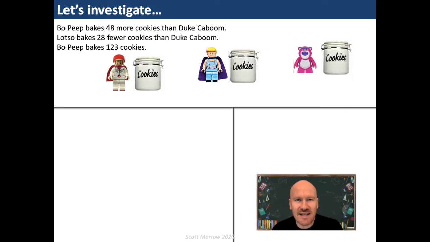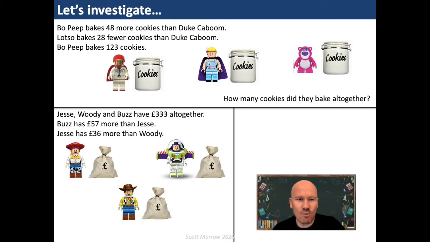It's time to get investigating with a partner. I've got 2 problems I'd like you to have a go at together. Bo Peep bakes 48 more cookies than Duke Kaboom. Lotso bakes 28 fewer cookies than Duke Kaboom. Bo Peep bakes 123 cookies. How many cookies did they bake altogether? And question 2. Jessie, Woody and Buzz have £333 altogether. Buzz has £57 more than Jessie. Jessie has £36 more than Woody. How much money do they each have?